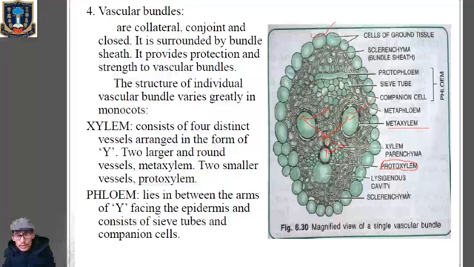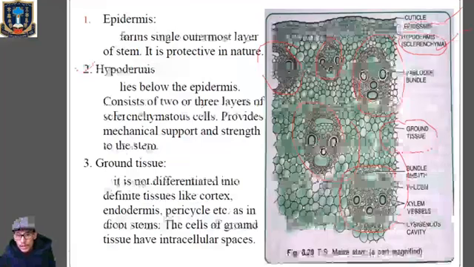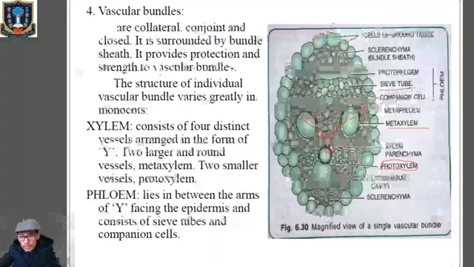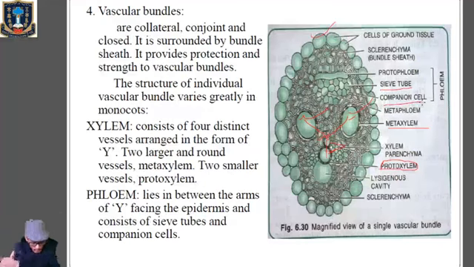Okay. Now next comes the phloem. The phloem lies in between the arms of the Y facing the epidermis and consists of sieve tubes and companion cells. That means which part is phloem? It said that it lies in between the arms of the Y facing the epidermis. This upper part is where we will see the presence of epidermis. So here, this is the xylem. These two are meta and these two are protoxylem. So this one is the phloem, which is facing towards the epidermis and is mainly composed of what type of tube? Sieve tubes, and we can see the presence of companion cells. So it is facing towards the epidermis and it lies just between the arms of the metaxylem.